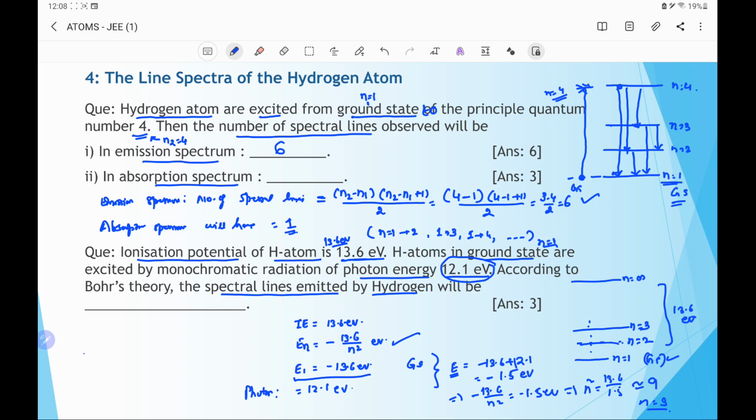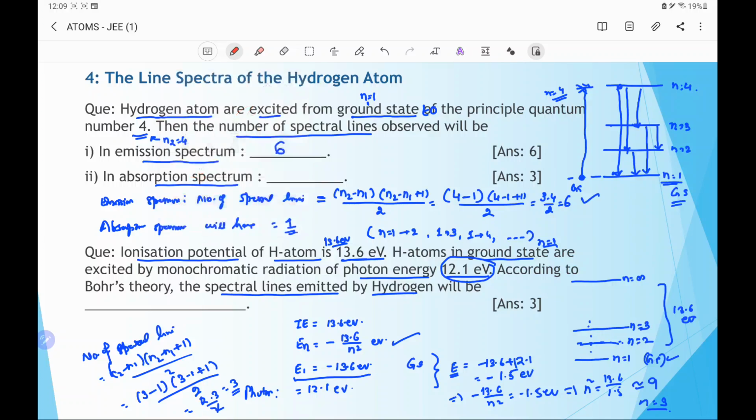Therefore, for the number of spectral lines in emission spectra, we use the formula (n2 - n1)(n2 - n1 + 1)/2. Higher energy state is 3, lower energy state is 1, so (3 - 1)(3 - 1 + 1)/2, that is equal to 2 into 3 by 2, the 2 gets cancelled, so it is equal to 3. Therefore, there will be 3 spectral lines in the emission spectra.